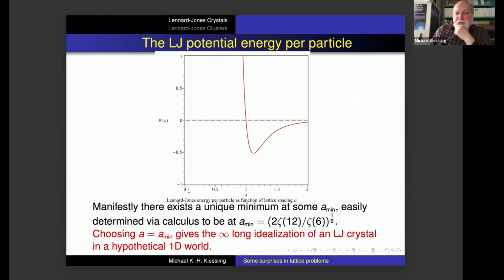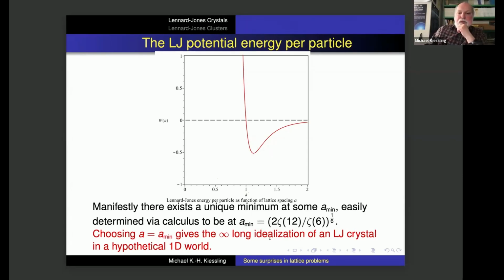Down here is 0, that is the A-axis, and here is the total potential energy per particle of the whole chain, which is the same thing as the total potential energy of any particular particle in the chain as a function of the lattice spacing. You see there is a unique minimum here. This is the 1 over A to the 12 part. This is the negative 1 over A to the 6 part, which of course dominates for large distances, but this is easy to compute. And there's a unique lattice spacing A sub min, which gives you the lowest potential energy.